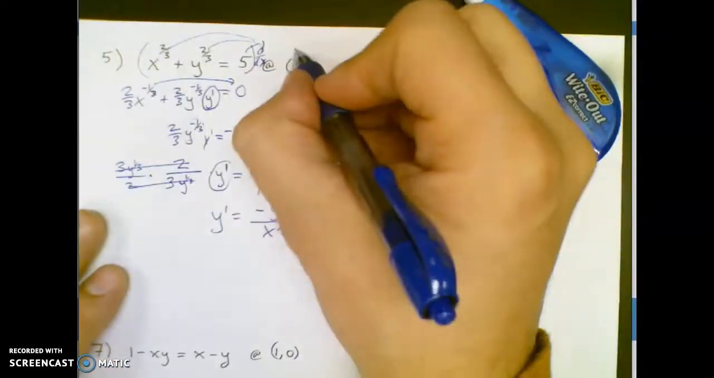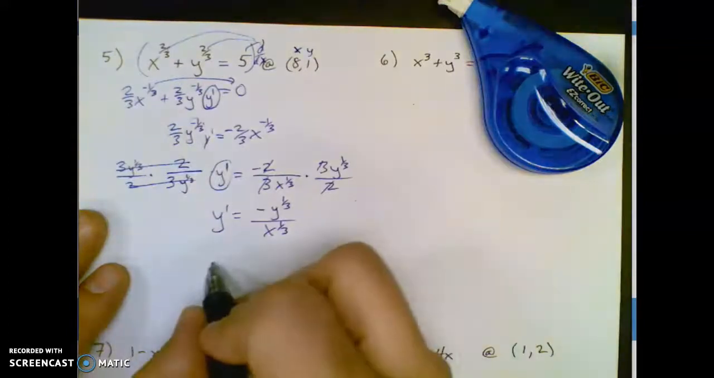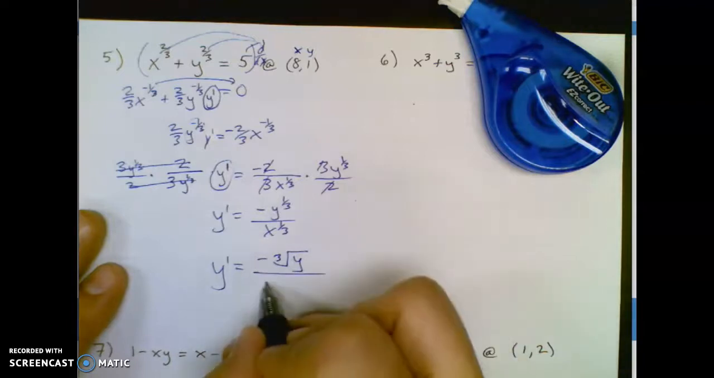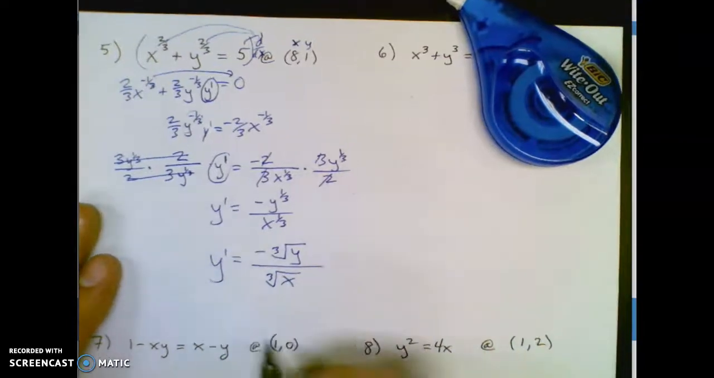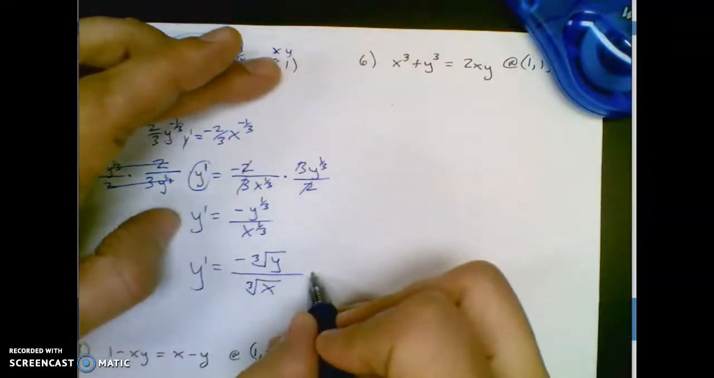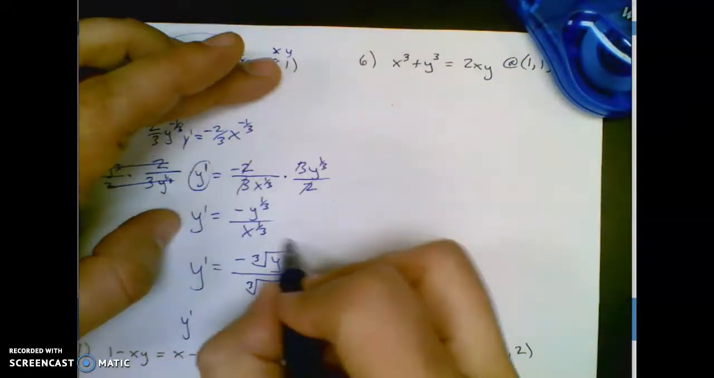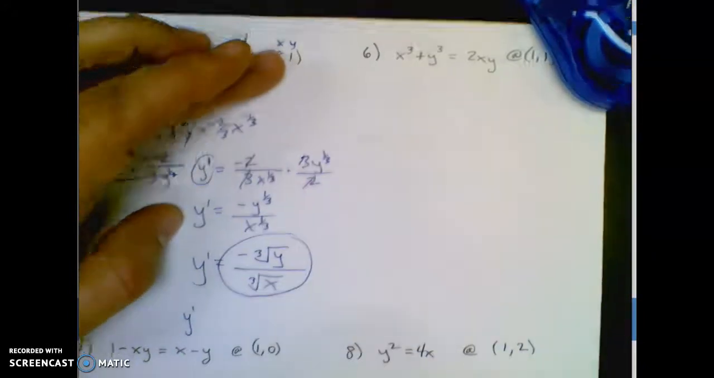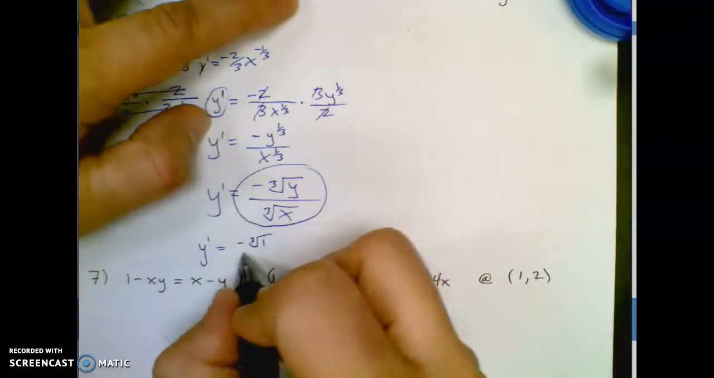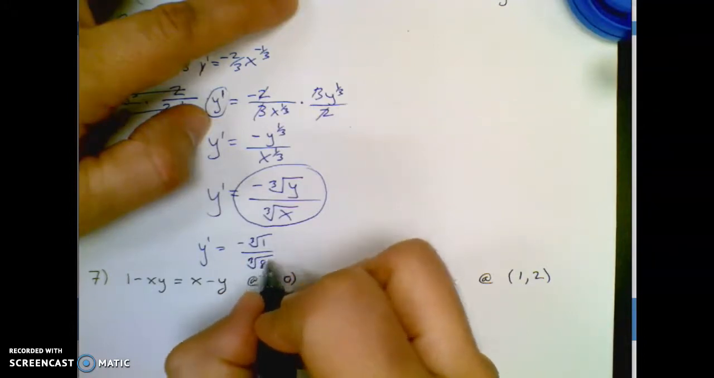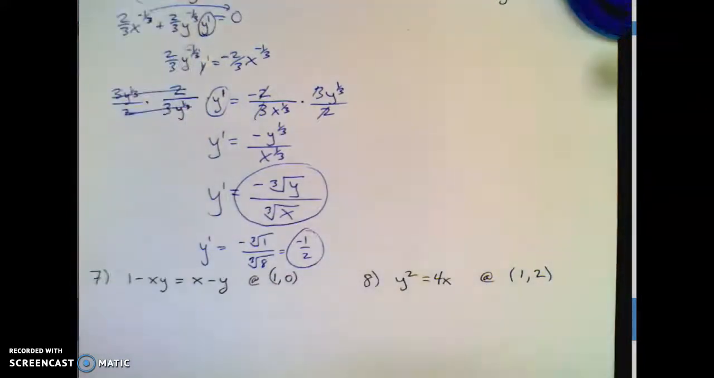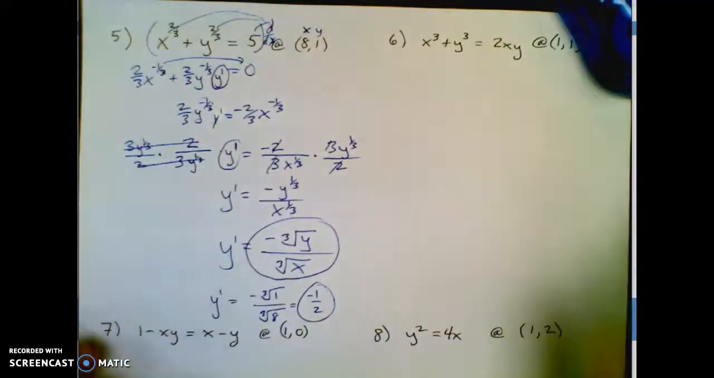Now I can plug in my x and y, but it might be easier on your brain if you rewrote these as cube root of y and cube root of x, because it's a whole lot easier to plug in an 8 and a 1 to these things. So that's my answer. I guess I could have circled the one above it. But I'm going to plug in a 1 for y, so negative cube root of 1 over cube root of 8, which is negative 1 over 2. It has a slope of negative 1/2 at that specific point.